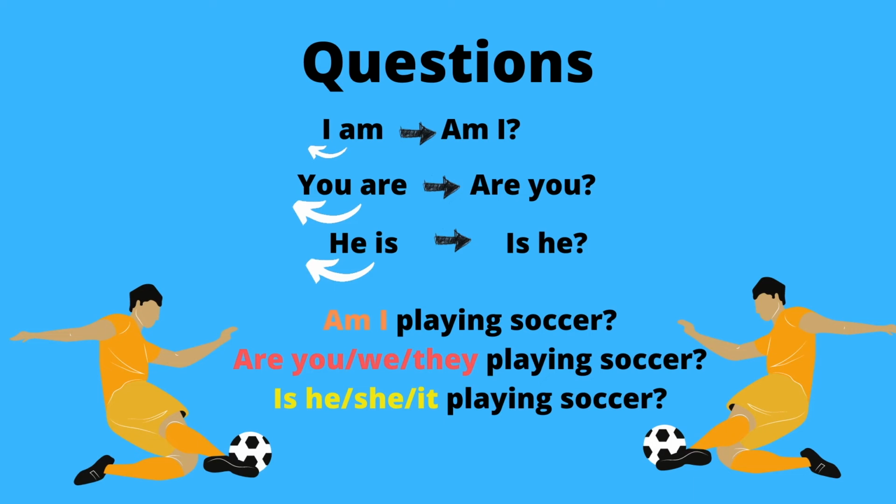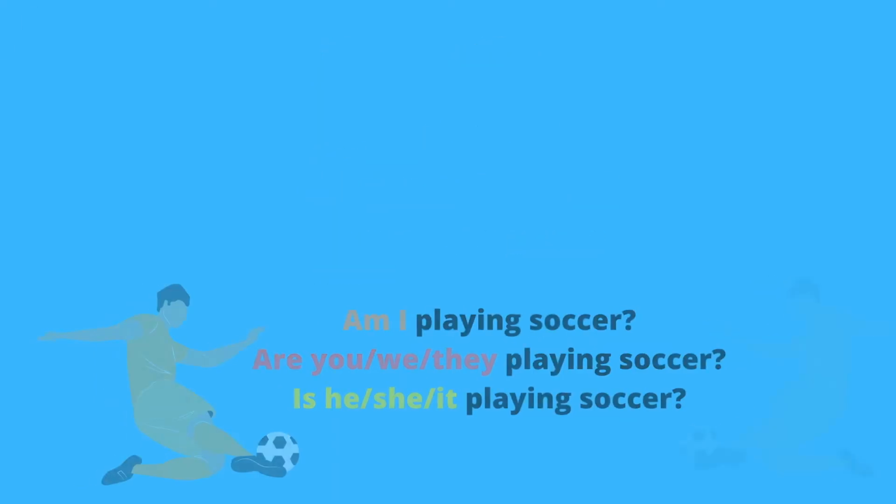Lastly, questions are formed by reversing the order. I am becomes am I. Am I playing soccer? Are you playing soccer? Is he playing soccer? Those forms cannot be contracted though.